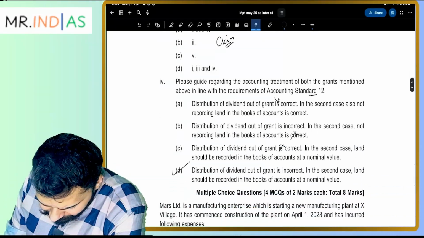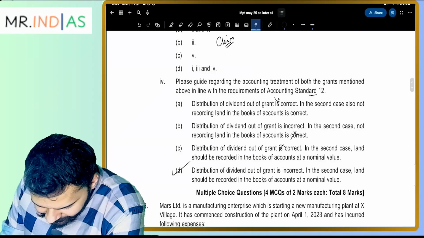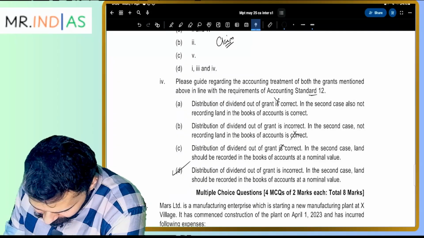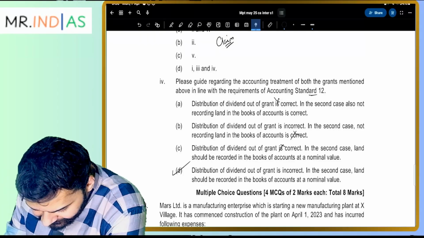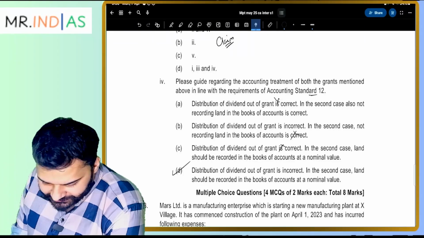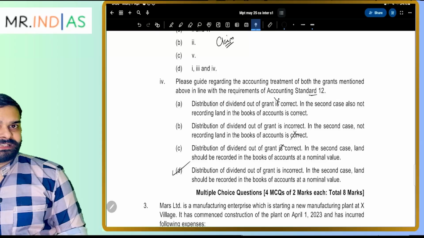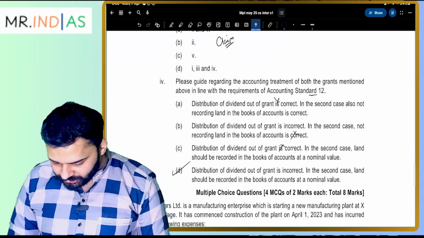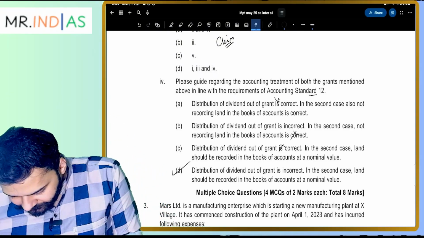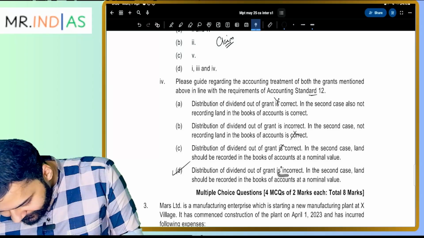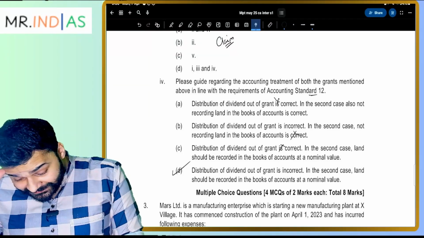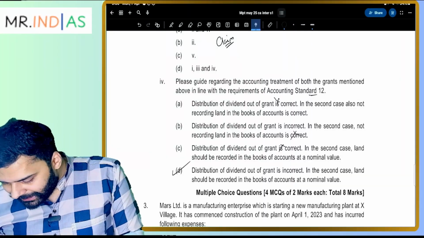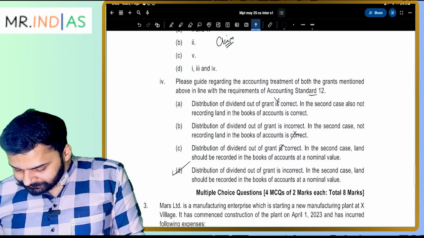Please guide regarding the accounting treatment under Accounting Standard 12. Distribution of dividend is correct? No. Distribution of dividend out of grant is incorrect? Yes. In the second case, recording land in the books of account is correct? No. Non-recording of land is also incorrect. So the correct answer is that distribution of the 2 crore grant is incorrect, and in the second case land should be recorded in the books of account at nominal value.